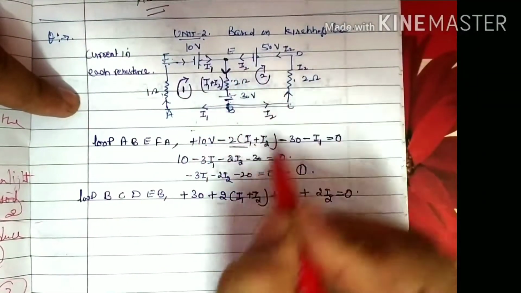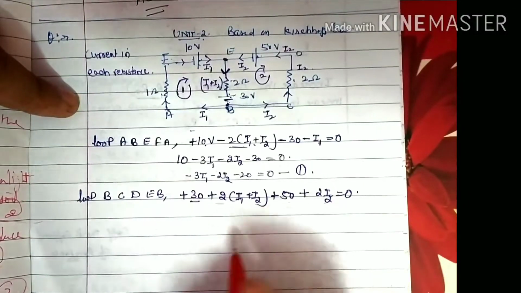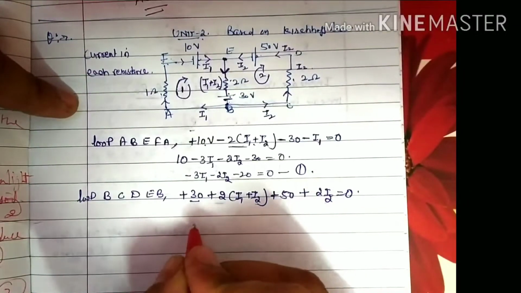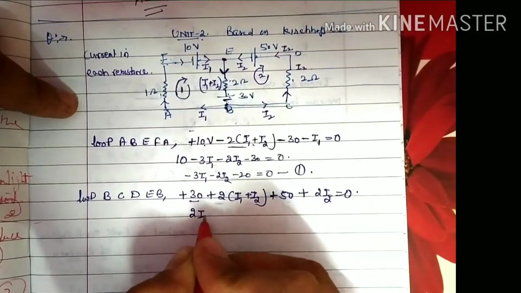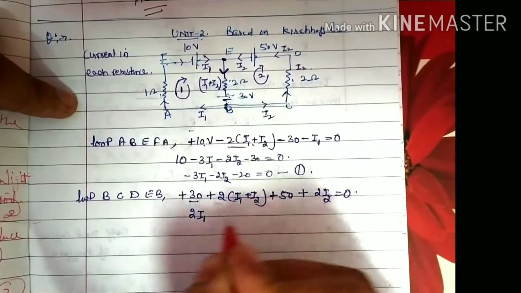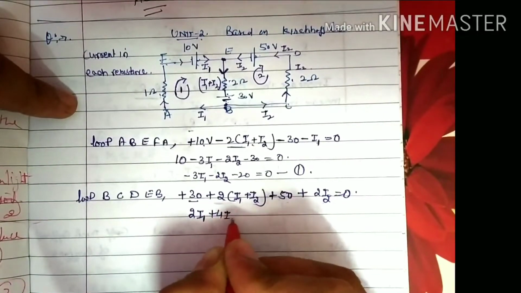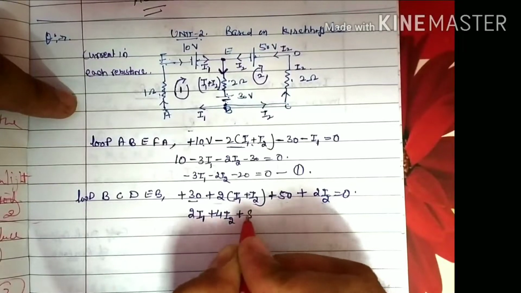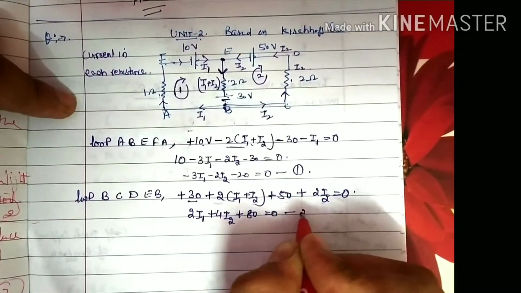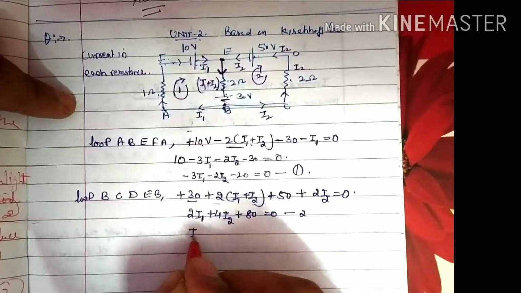1, 2, 3, 4 terms we are having. So now after simplifying it, we get 2I1 plus 4I2 plus 80 is equal to 0. This is our equation number 2. Let's take 2 common.